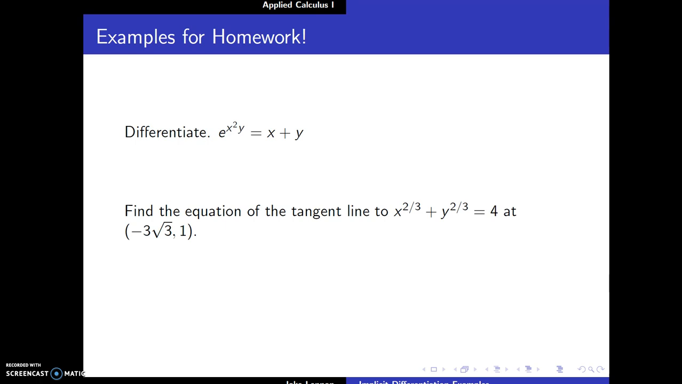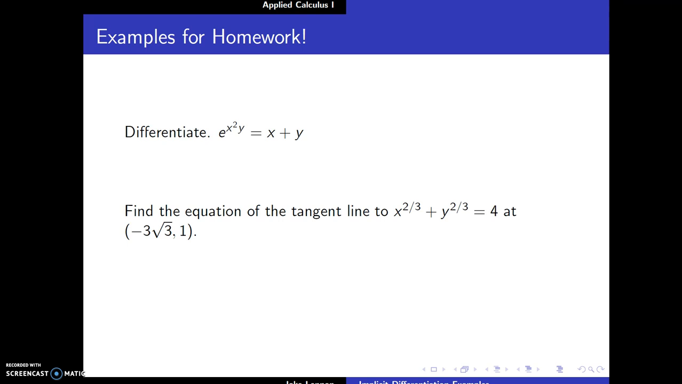And, you know, you may have to do some collecting and factoring of y primes like we did in examples 2 and 3. The second one, find the equation of a tangent line of the curve x to the 2/3 plus y to the 2/3 equals 4 at negative 3 square root 3, comma 1. So, I mean, the curve here actually doesn't have anything complicated. No chain rules, no product rules, no quotient rules.